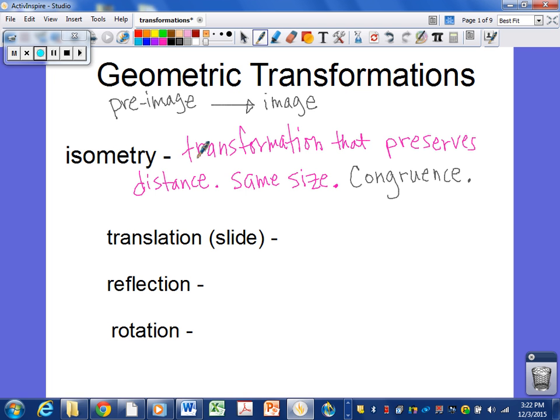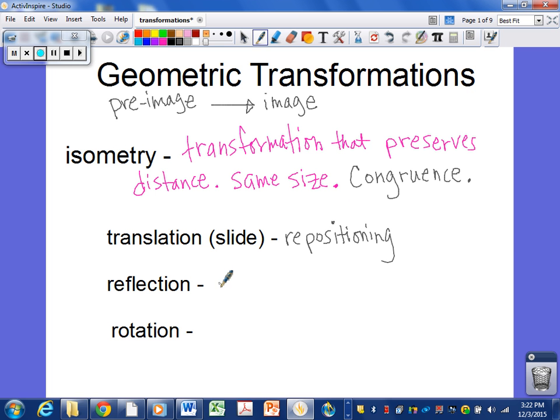So the three isometry transformations are translations, which is a slide, simply a repositioning of a picture on a grid. You take it here and you slide it over there. Everything stays the same. The orientation is the same. The angles are the same. Everything looks exactly like it's supposed to. You're simply moving it around.